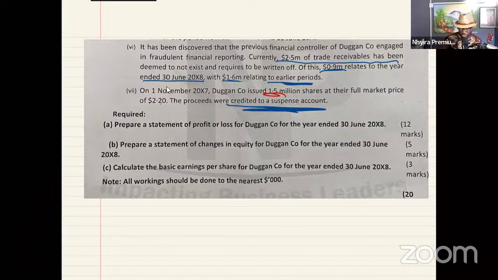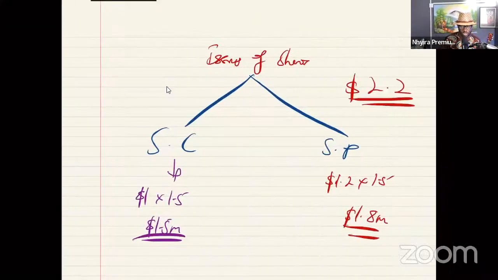Then the issue of shares, you split it between share capital and share premium. The nominal value will go to the share capital. Then the profit, the excess, will go to the share premium. The excess will go to the share premium. So that is the issue about that one also.